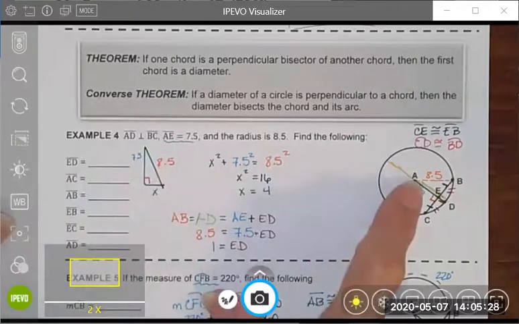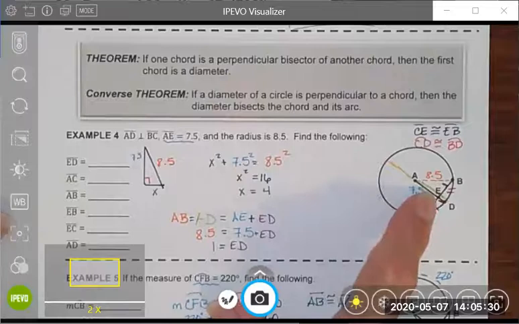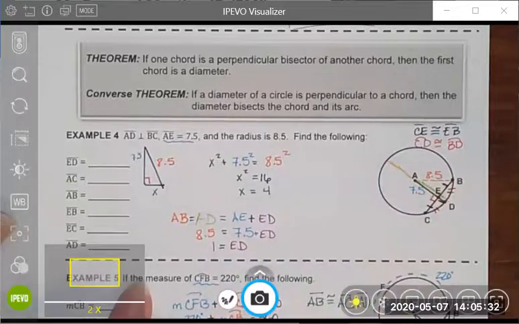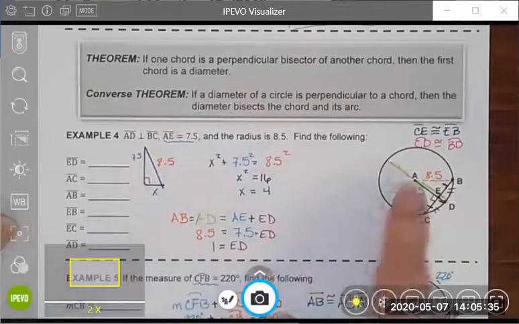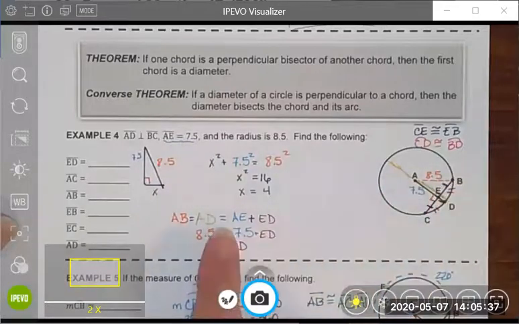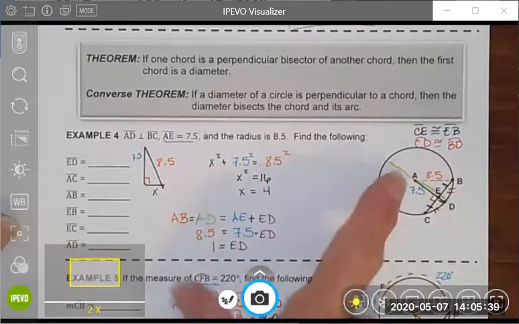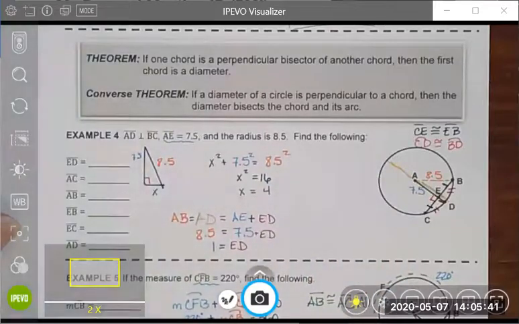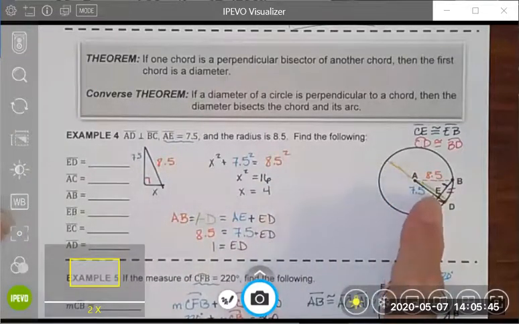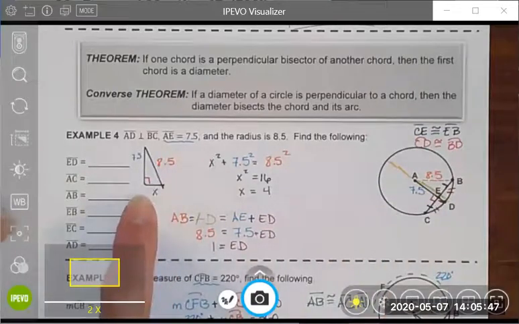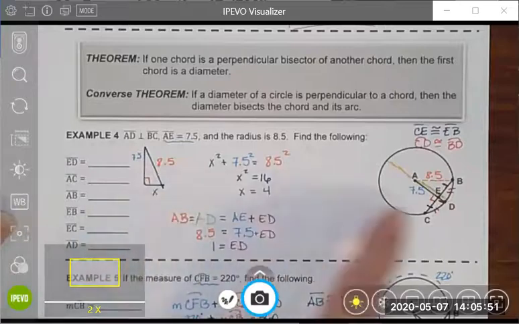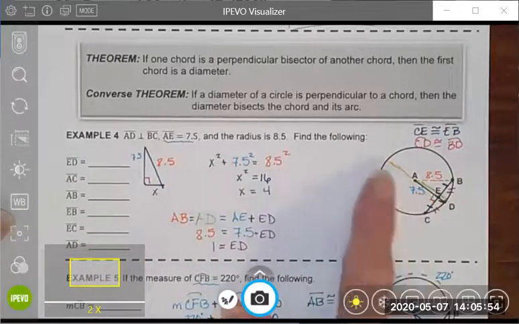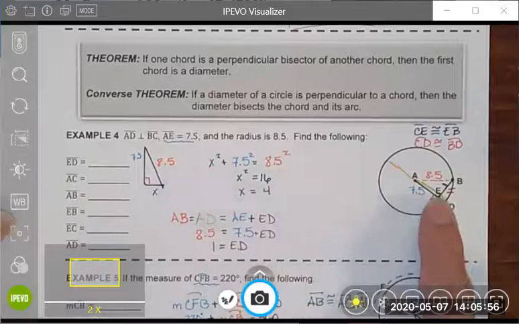I know that AE, from A to E, is 7.5, and that the radius of my circle is 8.5. So I want you to remember that AB is 8.5, but so is AD, and so is AC, because all the radii of a circle are congruent. This creates a right triangle. I drew it over here. I can use the Pythagorean theorem to find the measure of the segment from A to E. Oh, I lied. This is the segment from E to B.